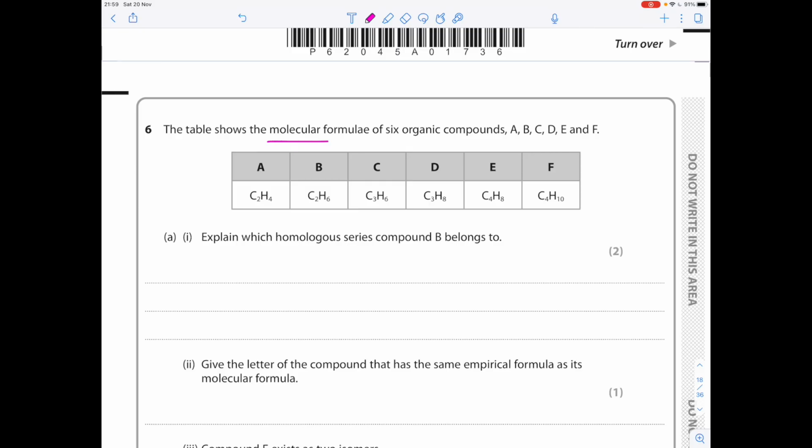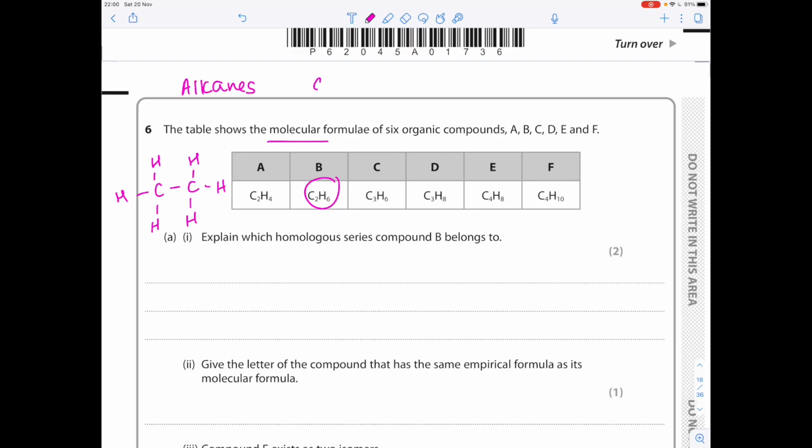Question 6. The table shows the molecular formula of 6 organic compounds, A, B, C, D, E and F. Explain which homologous series compound B belongs to. Let's draw it quickly. So remember, each carbon atom forms 4 bonds, each hydrogen atom forms 1 bond. So this is how you draw C2H6. Now we can see by looking at it that it's an alkane.